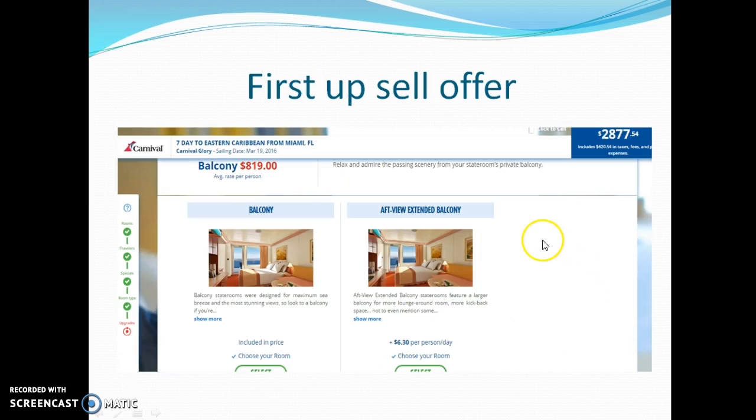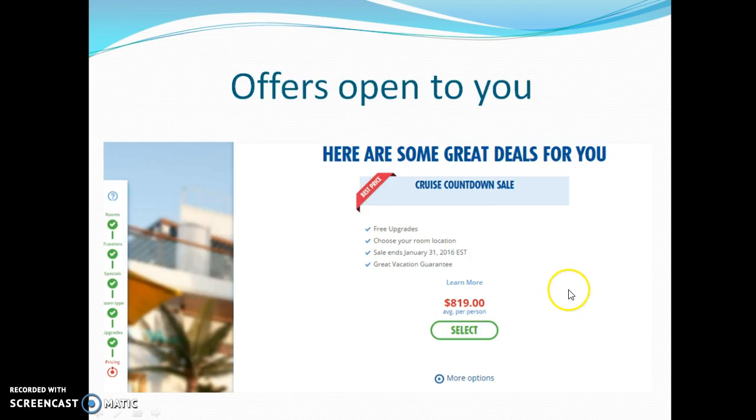And now, once I've selected balcony, it shows me the balcony price, average per person for 3, and it gives me a standard balcony, or it gives me an upsell of an aft view extended balcony. These are balconies that are on the back of the ship facing the wake. They tend to have a larger balcony, as in deeper. It's the same width, but it's deeper than the normal balcony. So for this, I'm not into the upsell, so I'm going to click the select for the regular balcony.